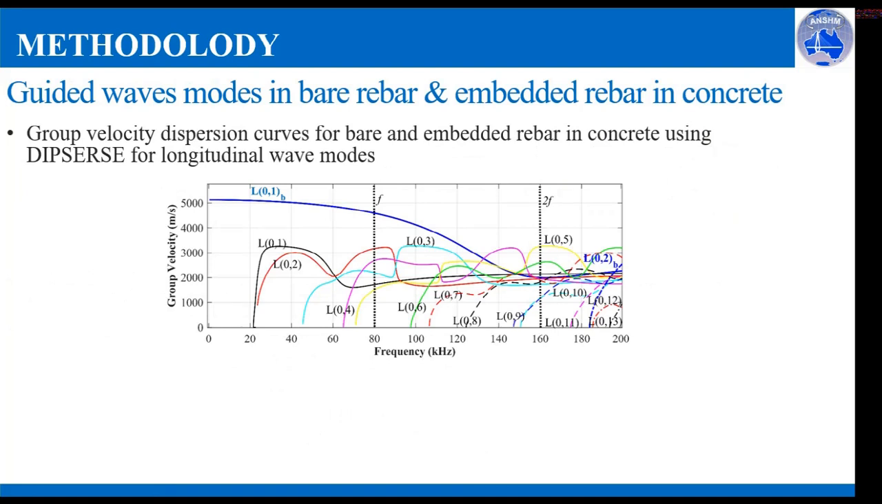So it is worth noting the guided wave modes present in the bare rebar and embedded rebar. For the study, a 20 millimeter diameter rebar is selected, and guided wave modes are found using Disperse software in bare rebar, which is shown by the blue line. And as you can see, there are a lot of guided longitudinal wave modes present in embedded rebar in the concrete.